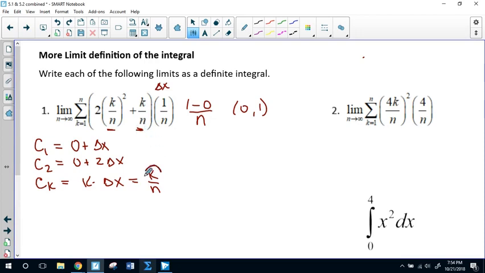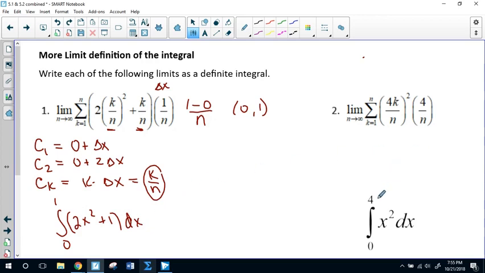And remember, this is what gets substituted into your function. It was put in this slot, and it was put in this slot, which means your integral should have gone from 0 to 1, and K over N is really an X value. So now that is 2x squared plus 1. And remember, delta x was 1 over n, but really delta x is just dx in our situation here. So that is the answer to number 1.